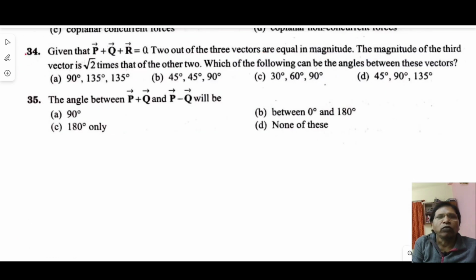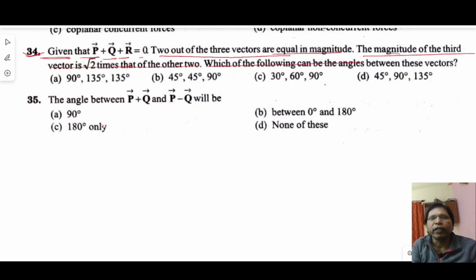Okay, now question number 34. Given that p vector plus q vector plus r vector equals 0, two out of three vectors are equal in magnitude. The magnitude of the third vector is root 2 times the other. Which of the following can be the angle between them?